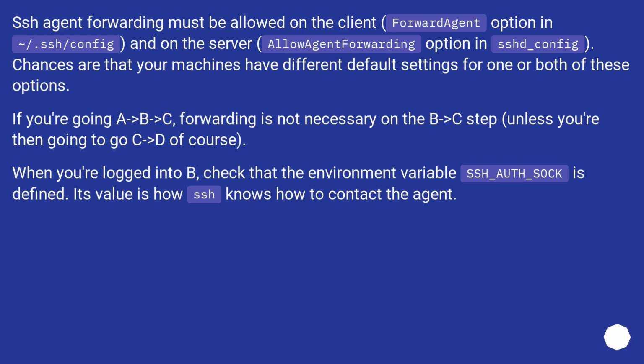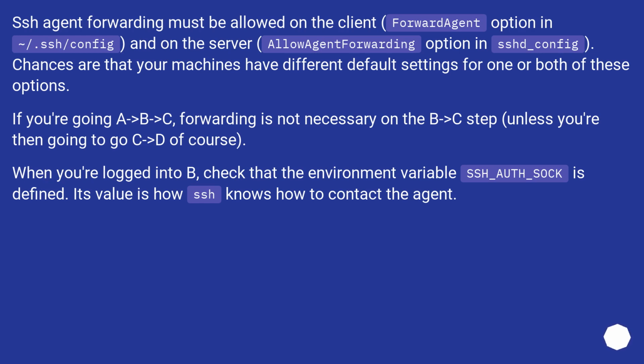ssh-agent forwarding must be allowed on the client, with the ForwardAgent option in ~/.ssh/config, and on the server, with the AllowAgentForwarding option in sshd_config. Chances are that your machines have different default settings for one or both of these options. If you're going A -> B -> C, forwarding is not necessary on the B -> C step, unless you're then going to go C -> D, of course.